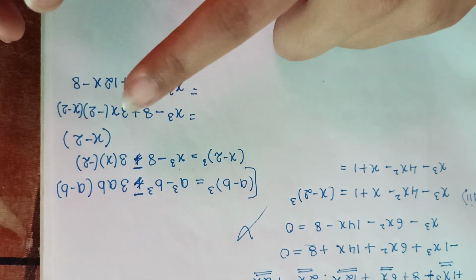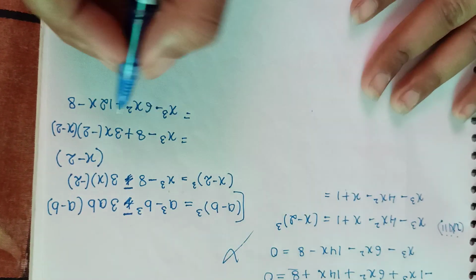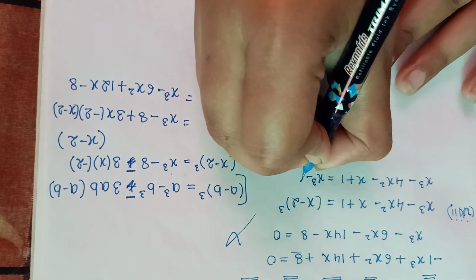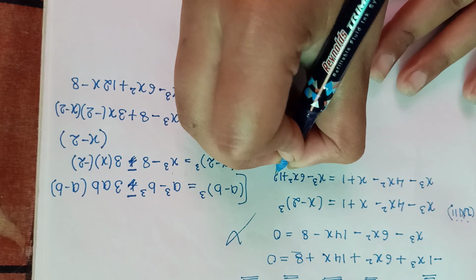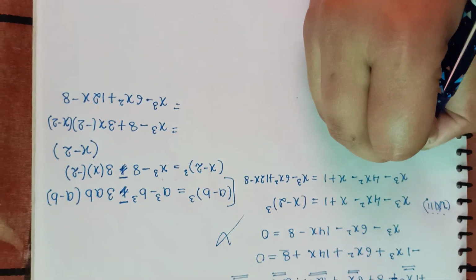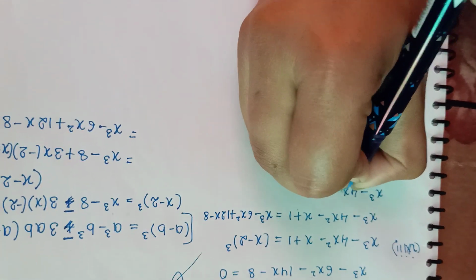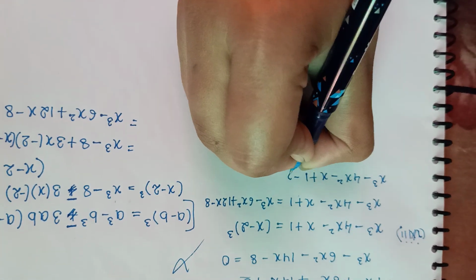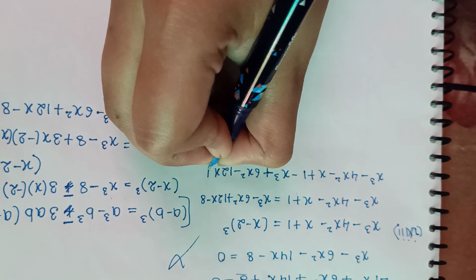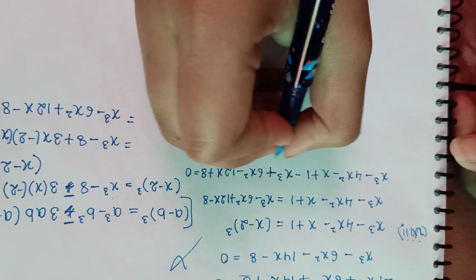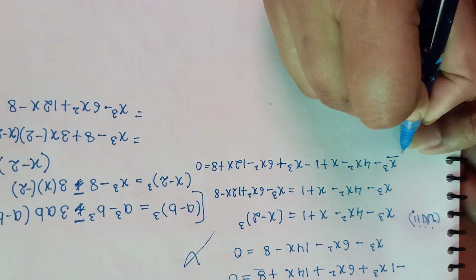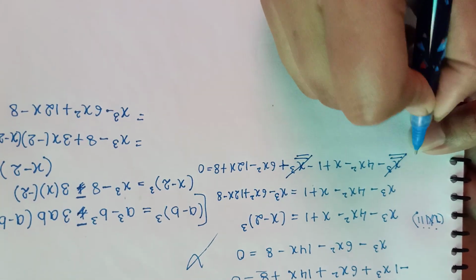I just simply solve this equation. I'm just substituting this over here: x cube minus 6x square plus 12x minus 8. Now I'm just transferring all this to the left hand side. x cube minus 4x square minus x plus 1 minus x cube plus 6x square minus 12x plus 8. We know that whenever we are just transferring to the left hand side, we have to change the sign also. Here x cube and x cube cancel with each other.